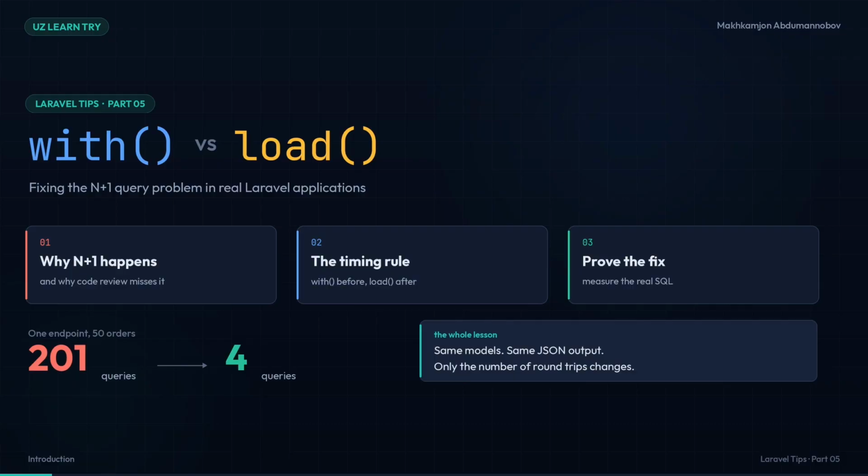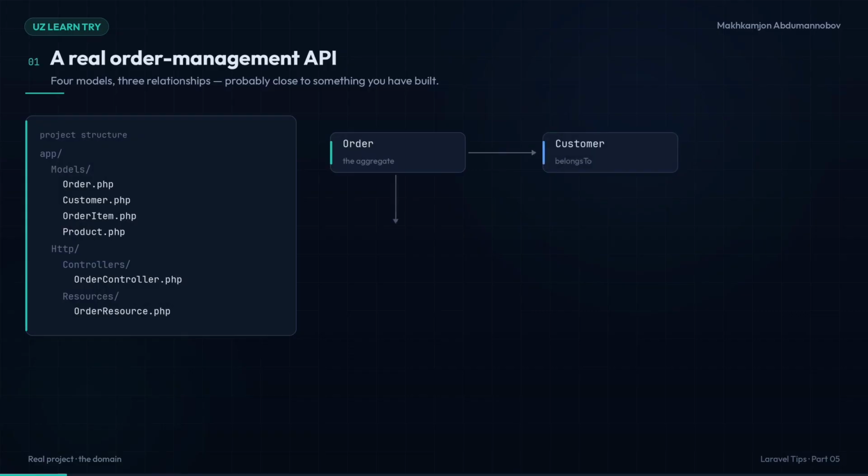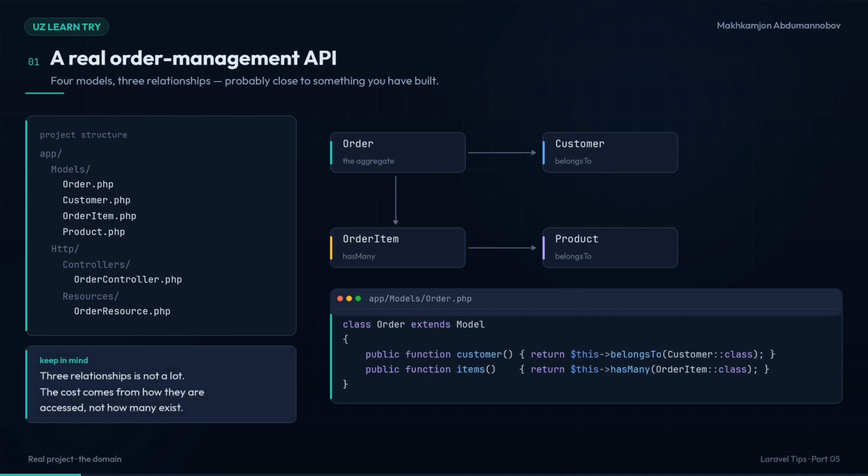Let's start inside a real project. This is a real order management API. An order belongs to a customer and it has many order items. Every item belongs to a product. 4 models, 3 relationships, nothing unusual and probably very close to something you have already built.